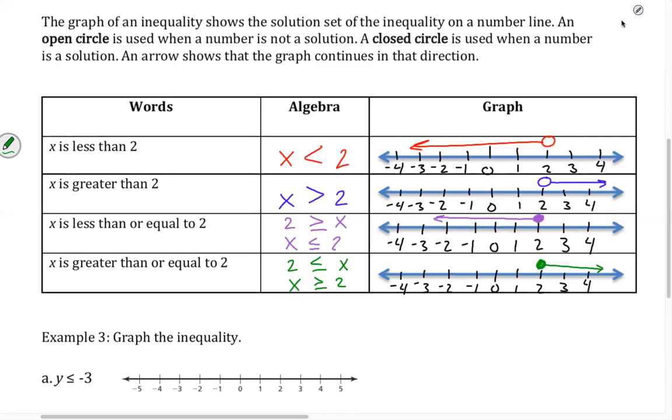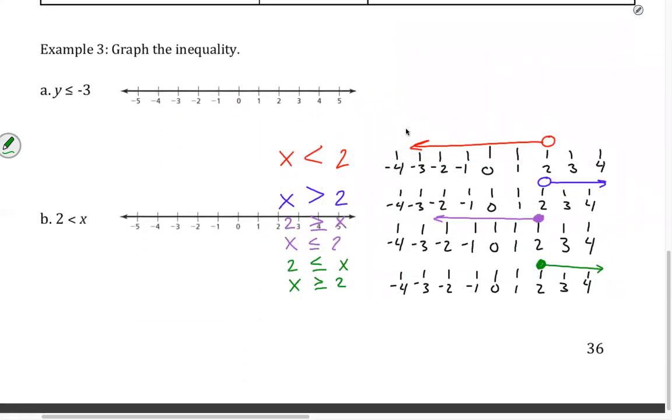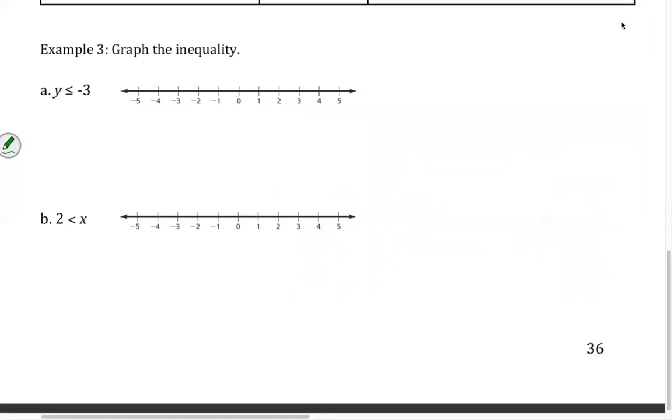All right, graph the inequality. What's up? Oh, it's the mayor from Nightmare Before Christmas. It's a good movie. All right, graph the inequality.